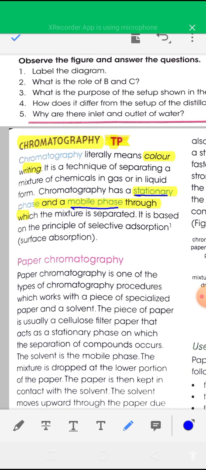So chromatography has a stationary phase and a mobile phase through which the mixture is separated, and it is based on the principle of selective adsorption. Adsorption means surface absorption. Absorption on surface is known as adsorption. Okay, so the method of chromatography is based on the principle of selective adsorption.